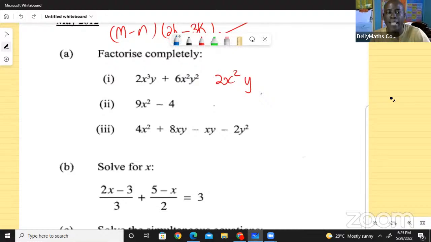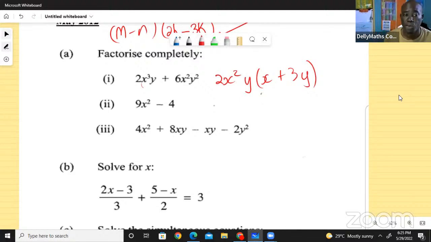And then we only have y as the lowest here because this is y squared, this is y. So we're talking about pulling out y. We're going to divide x squared into x squared y, and we're left with just x. And when we divide it into this, we have positive 3y. So let's look at that. When we divide that, we're getting 2x squared y, open bracket, x plus 3y. And we would have factorized that.